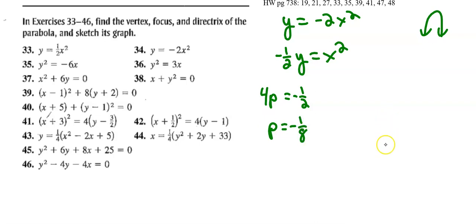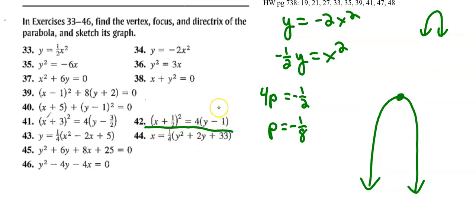So if I'm sketching the graph, here's my graph. I know it's got to be centered at the origin because there's nothing going on like number 42 here, where the k value is 1 and the h value is negative 1/2. None of that's going on. It's 0 and 0 there. It's at the origin.